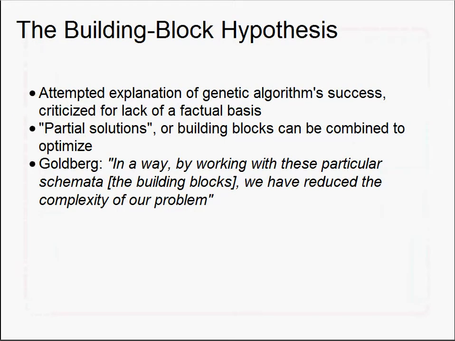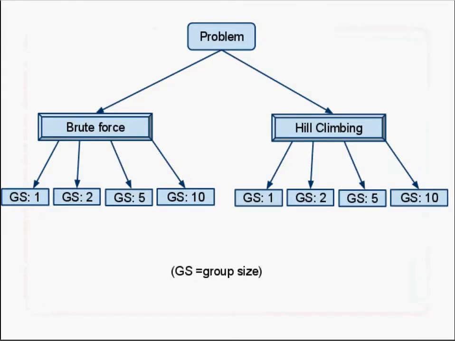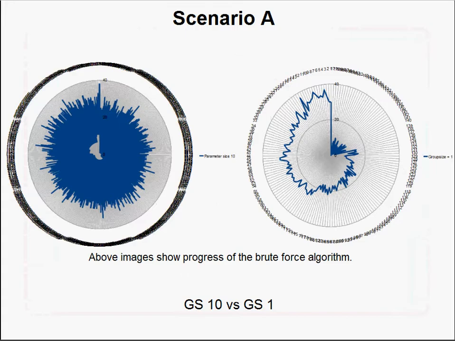I later found out that my hypothesis touched upon the building block hypothesis, an explanation of genetic algorithms' performance, which states that efficiency is increased by searching building blocks individually. I tested my hypothesis with one problem in which traits were dependent on each other and in another they were independent. For each problem, I tried two approaches, hill climbing and brute force searches. I ran each heuristic for different group sizes or number of parameters searched at a time. What I found reaffirmed my hypothesis.